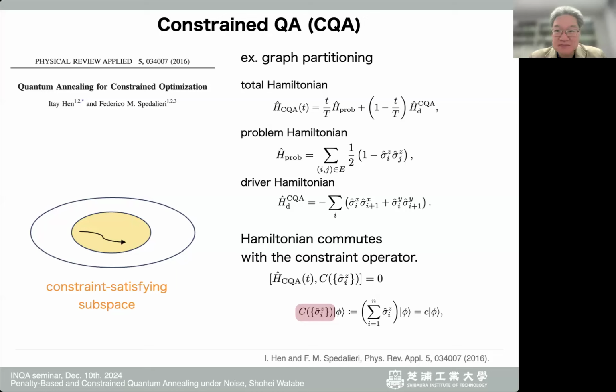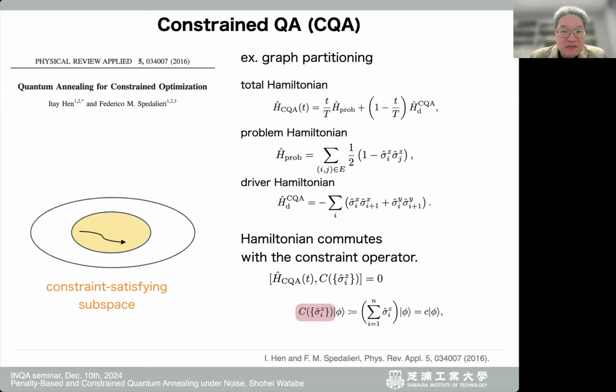Yeah, actually, I don't... So the question is about non-stochastic. Stochastic means sigma Z or sigma ZZ or something like that. Okay.